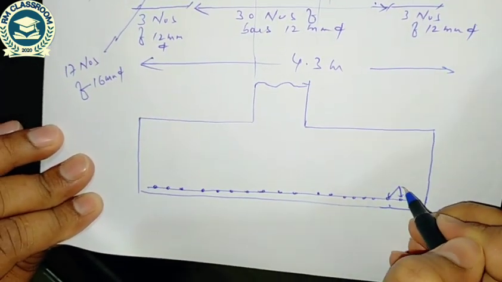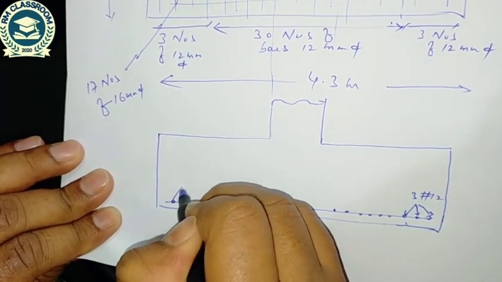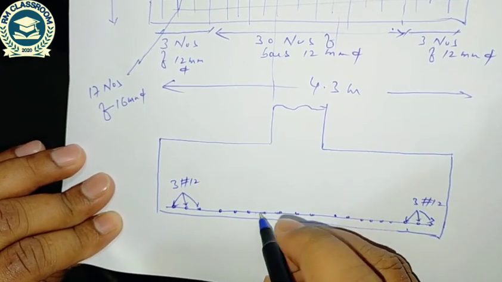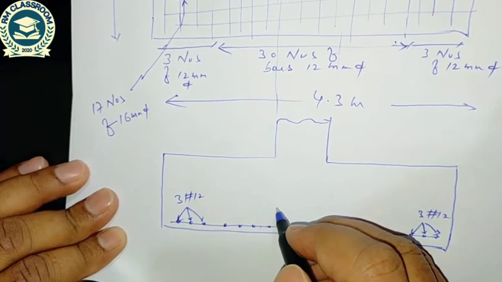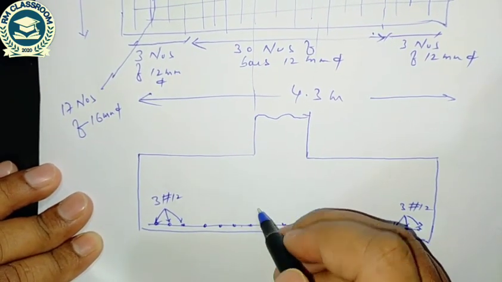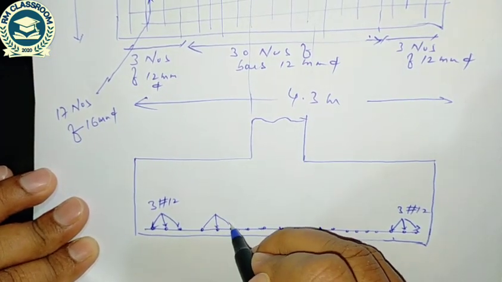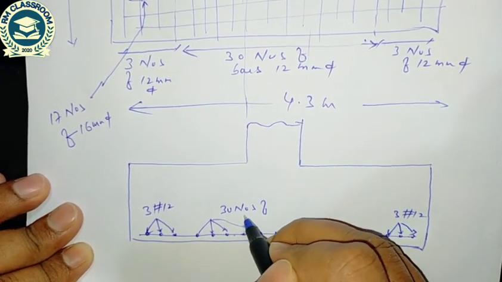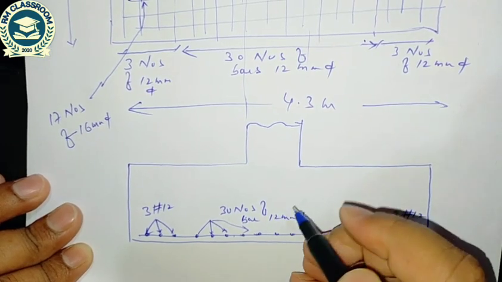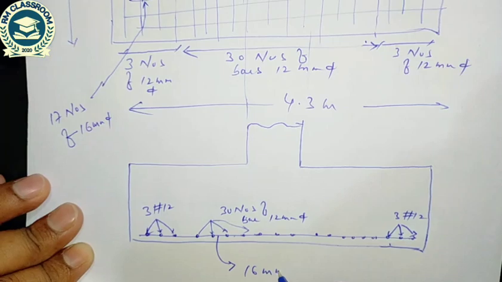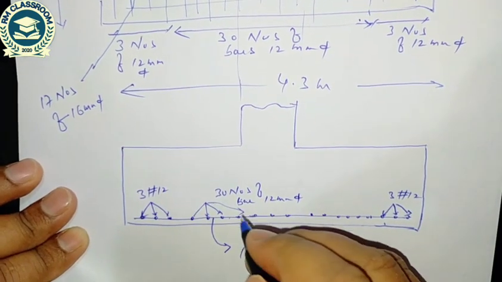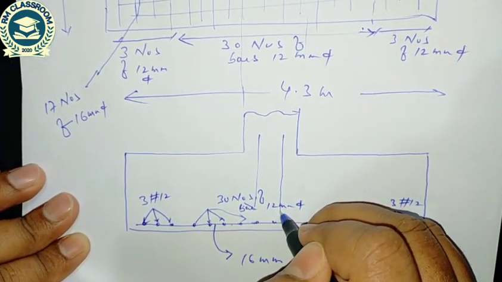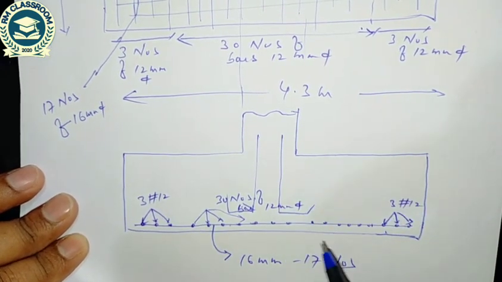So these 3 bars of the diameter 12 mm, these 3 bars of the diameter 12 mm, and these are the 30 numbers of bars, so on and so forth up to here. 30 numbers of bar, 12 mm phi, and this is the 16 mm 17 numbers. So these are the detailing of the footing.